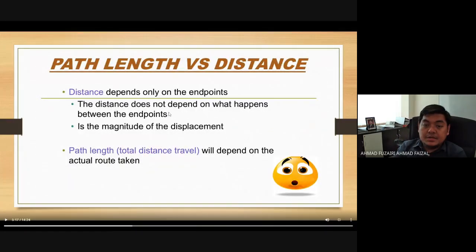Okay, so this is the path length versus distance. Distance depends only on the endpoints. The distance does not depend on what happened between the endpoints; it is the magnitude of the displacement. Now about path length, the total distance depends on the actual road taken.